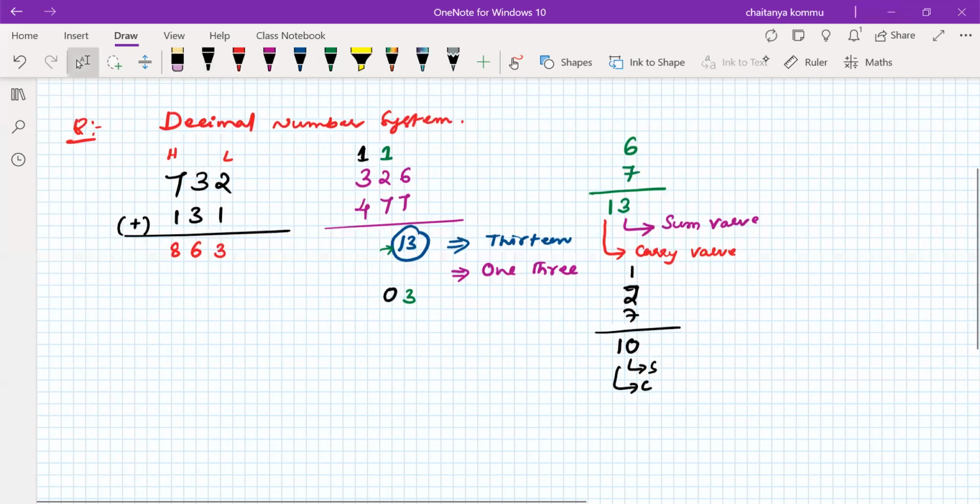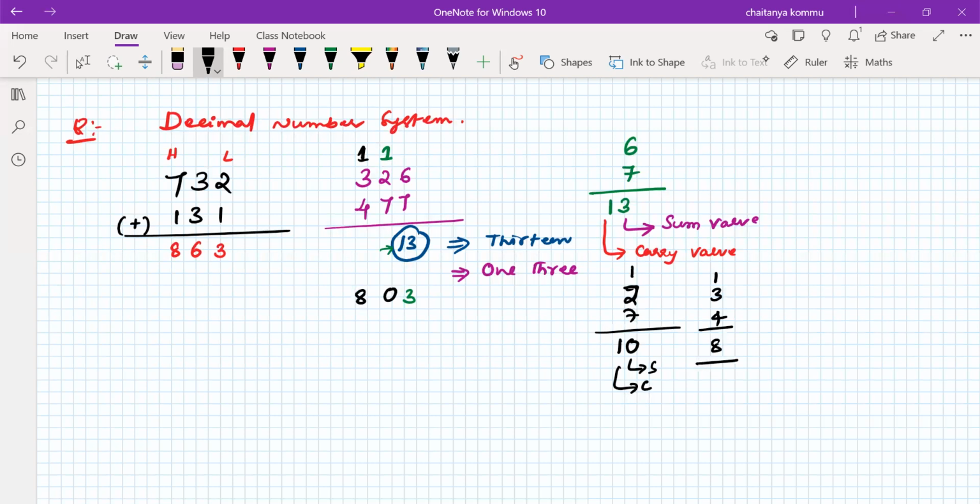So now what do we have to do? 1, 3, 4. Now we have to add. What is this value? It's 8. It's a single digit only. It's a valid one. So we have to say it is 8. So therefore, what is the result of this one?